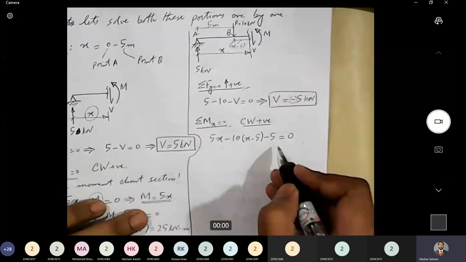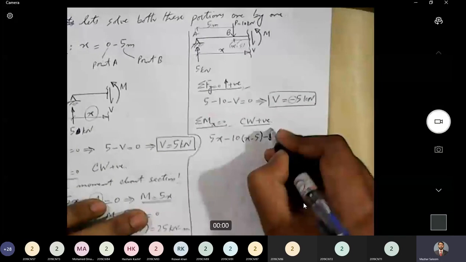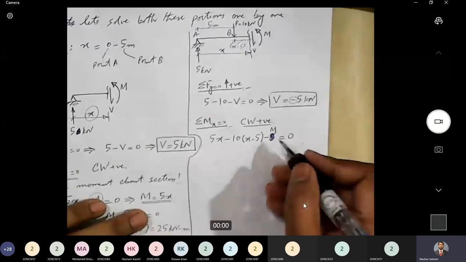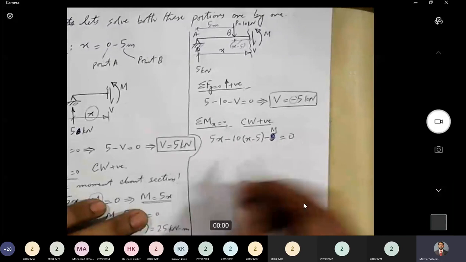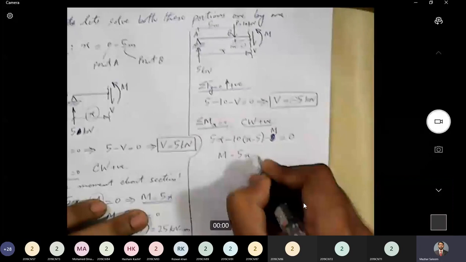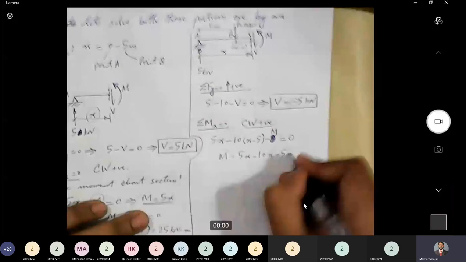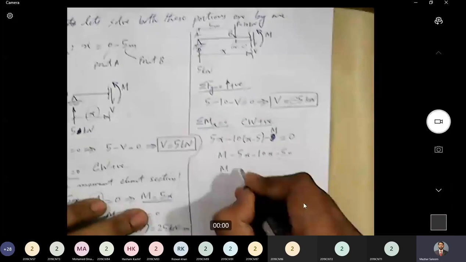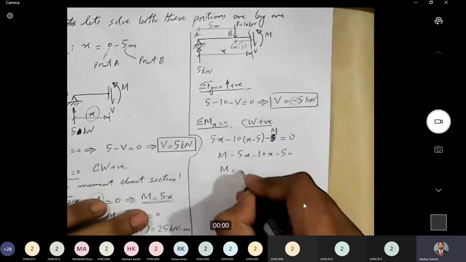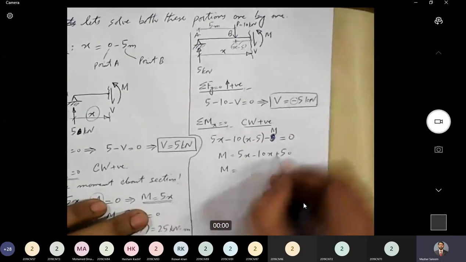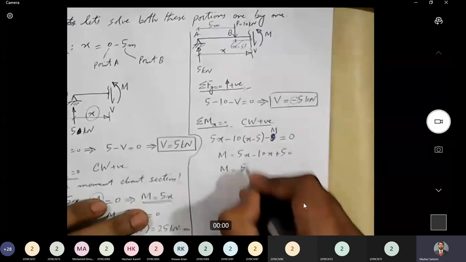Sorry, what did I write? I wrote 5, but this is not 5, this is M. Now we need to calculate this M. Please rearrange this equation and tell me what is M. 5x minus 10x minus 50. So M is equal to minus 5x. This 50 is positive. Okay, so let me write it down first. 50 minus 5x.